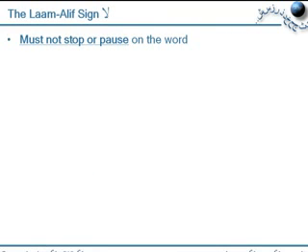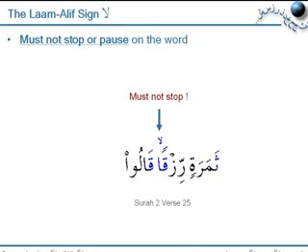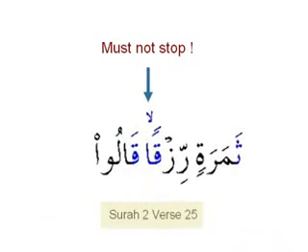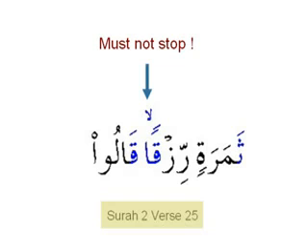The next one, the lam alif sign, means you must not stop or pause on the word. So this means you must carry on. Another example is surah number 2, verse 25. We have the small lam alif, and this just means you have to read completely through. You cannot stop on where we have the qon, the qaf with the fatatain. You cannot stop there. Okay, so you'd have to read through this.